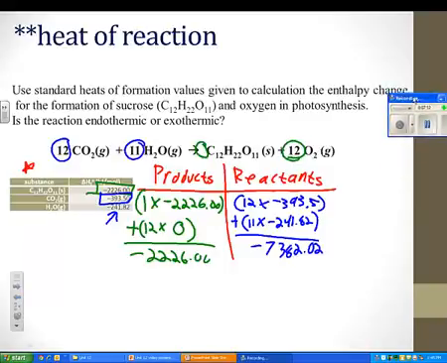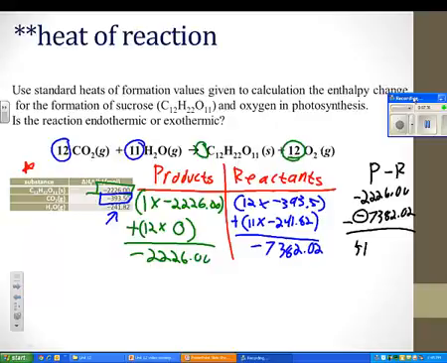Then, like always, it's going to be products minus reactants. So it's going to be negative 226.00 minus the negative 7382.02. Please don't get lazy with that negative. It will change the value. And that's going to give you 5156.02. That's going to be positive, so that's going to be endothermic. That's all there is to it.